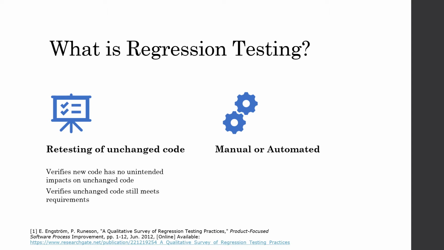So what is regression testing? Regression testing is a tool used to retest code that was not changed during an update. The purpose of the testing is to verify that the new code generated during the update does not negatively impact existing functionality. It is also used to ensure the software still meets all specification requirements. For many software development organizations, regression testing uses equal parts manual and automated tests.